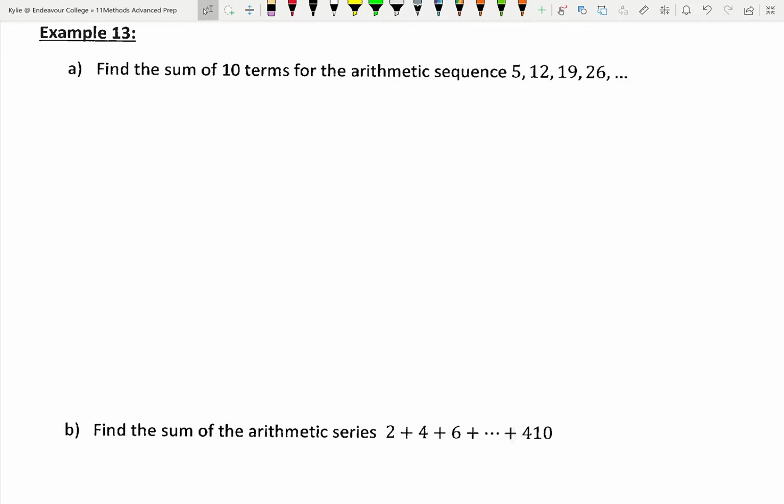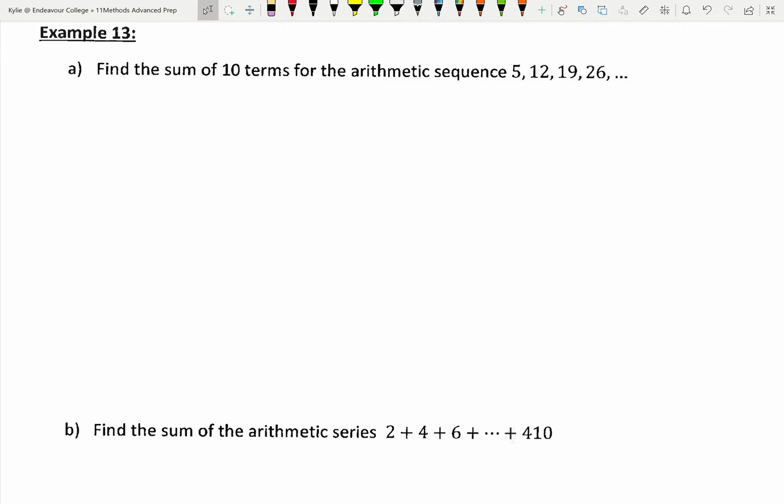So I'll have a look now at a couple of sums and work out which formula is best to use. For the first one, we're finding the sum of 10 terms for the arithmetic sequence 5, 12, 19, 26. Just as a heads up, if in a test you calculated the first 10 terms, worked out what they all were, and then added it up manually, you wouldn't get full marks. You really would only get 1 mark for the correct answer.